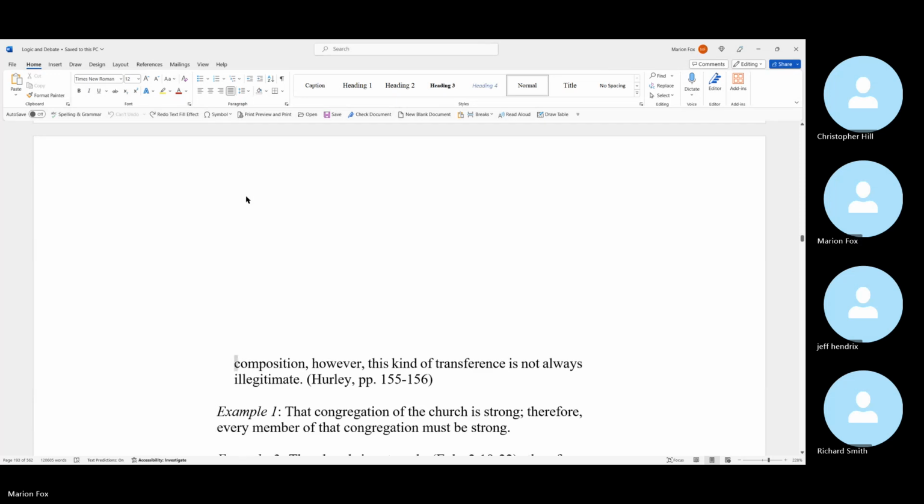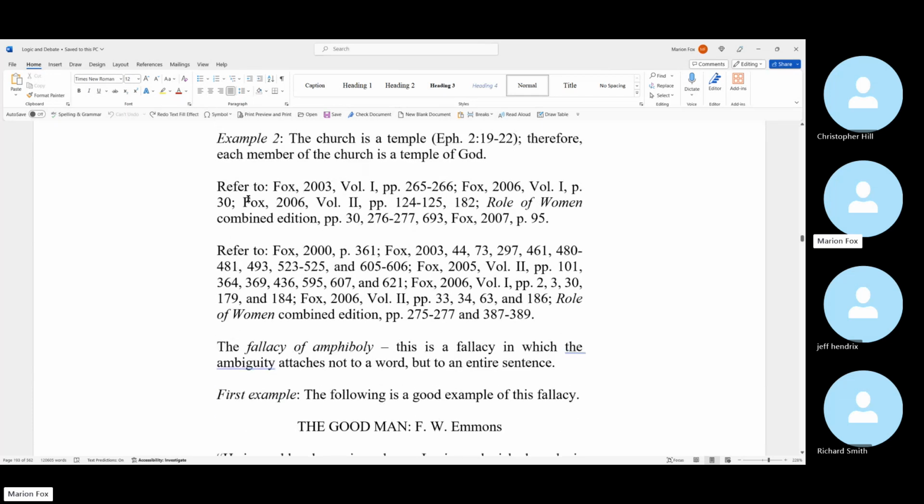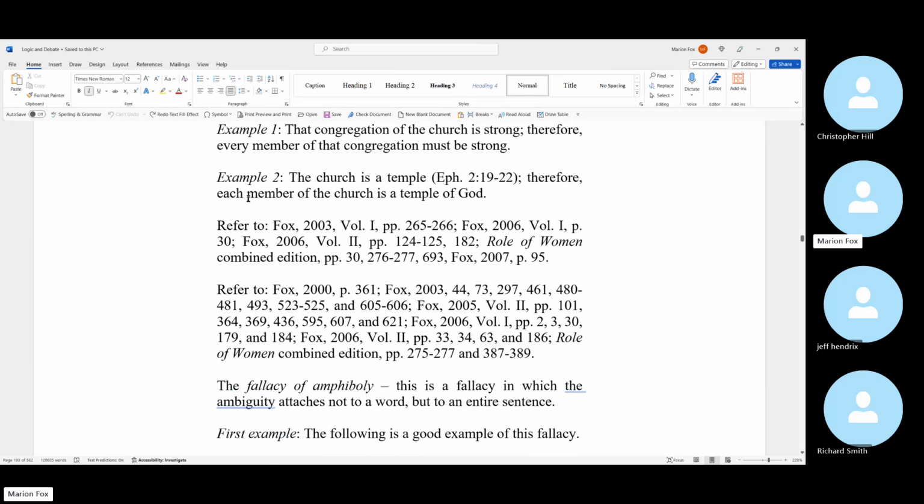As with composition, it's not always illegitimate. Okay, we could have a jigsaw puzzle that was square, and all the parts of the jigsaw puzzle could be square. That could be. So it's not always a fallacy, but the vast majority of the time it is a fallacy. Right? So we've got to be careful with it, not make it always a fallacy. Here's an example: the congregation of the church is strong. Therefore, each member of the congregation must be strong. That's not necessarily true. We may have a few members that have just obeyed the gospel. They're weak and they have to be taught.